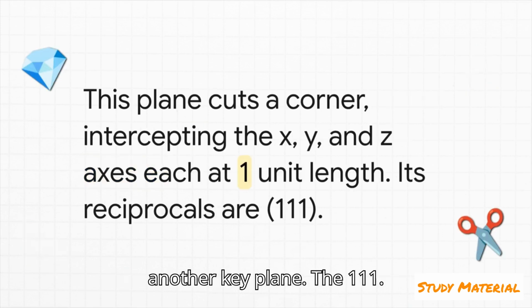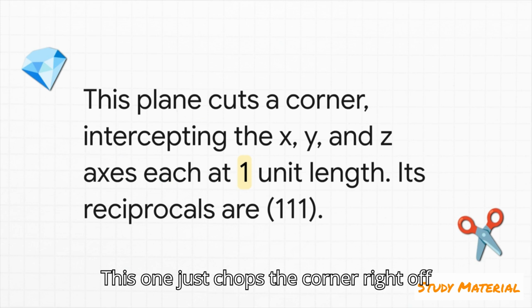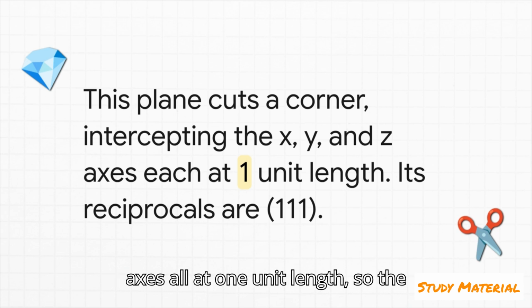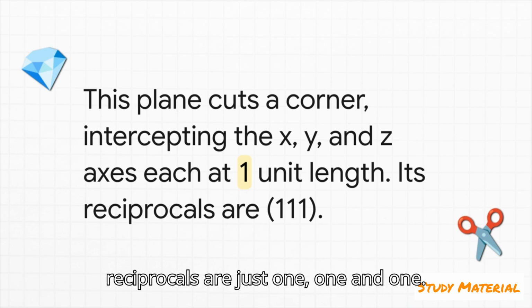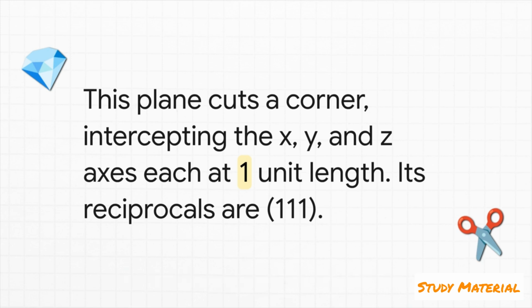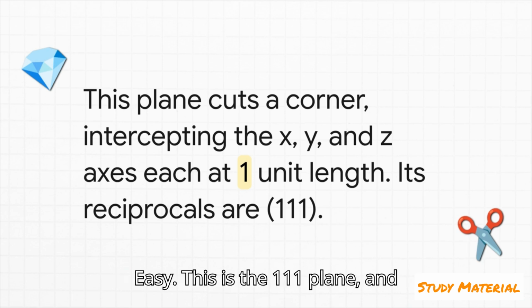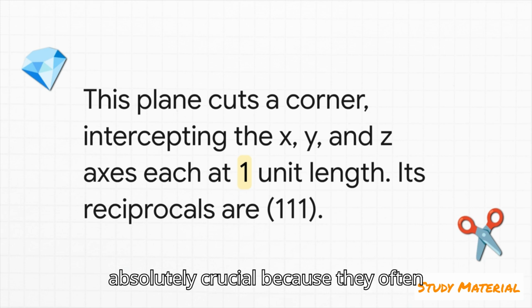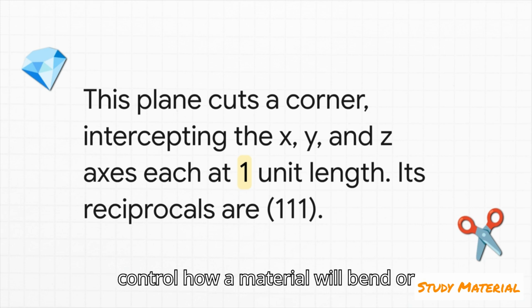And here's another key plane, the (111). This one just chops the corner right off the cube. It intercepts the x, y, and z axes all at 1 unit length. So the reciprocals are just 1, 1, and 1. Easy. This is the (111) plane. And knowing about these specific planes is absolutely crucial because they often control how a material will bend or break.